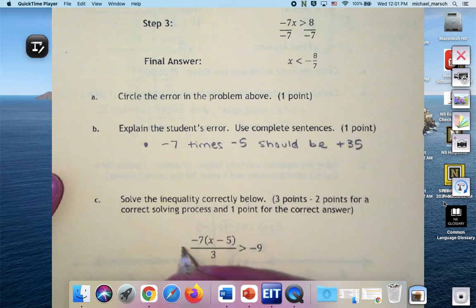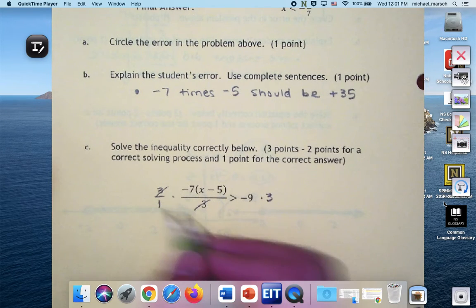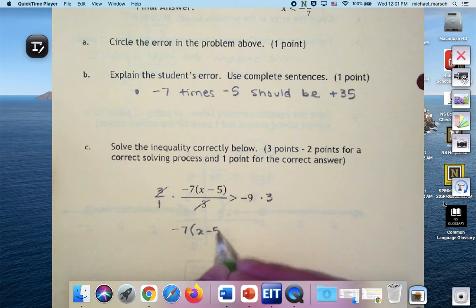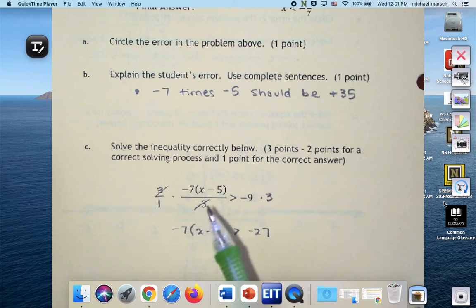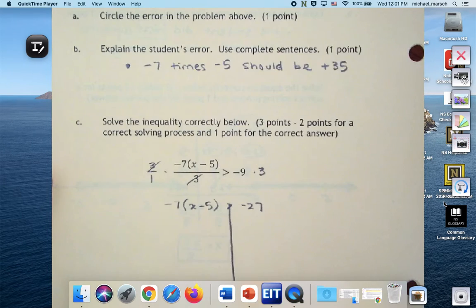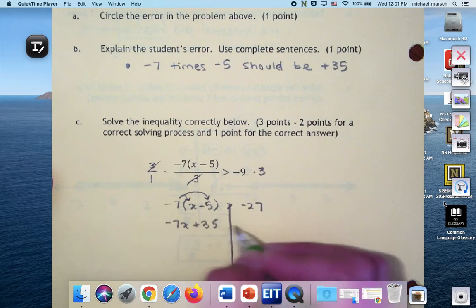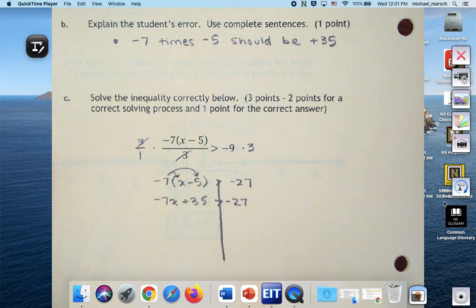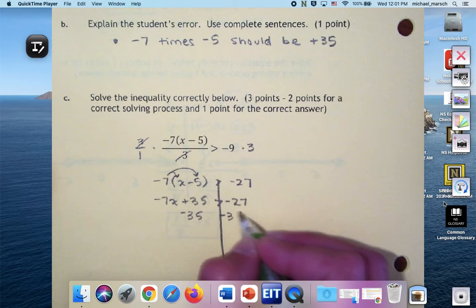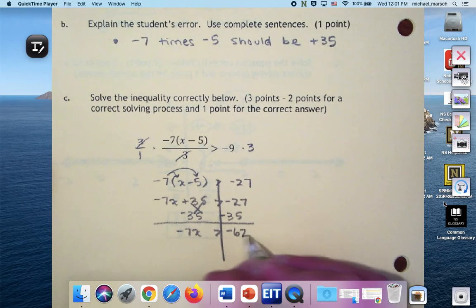It's a long one. All right, so they multiplied both sides by 3. These canceled out. So we're left with negative 7 times the quantity x minus 5 is greater than negative 27. I did see some students distribute first. That's fine. You can distribute before, distribute after. Got my wall of equality. Negative 7x plus 35 is greater than negative 27. Subtract 35 from both sides. Negative 7x is greater than negative 62.